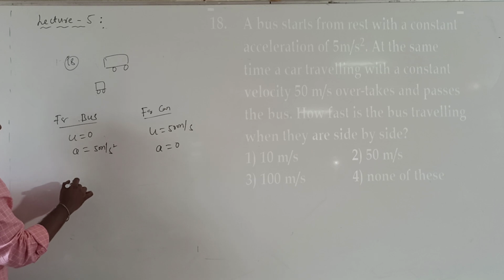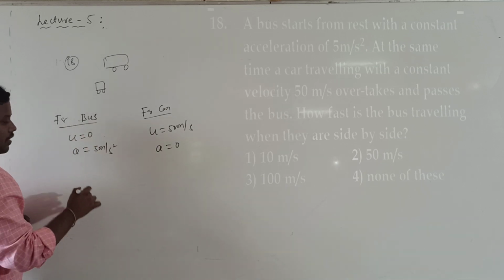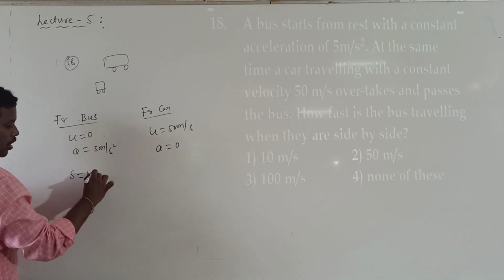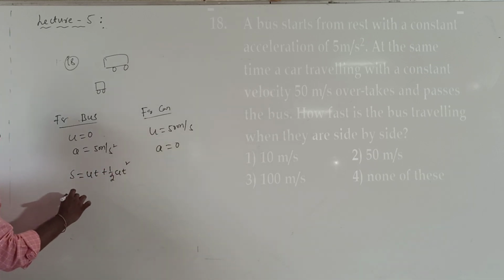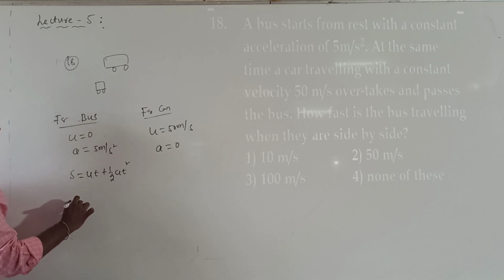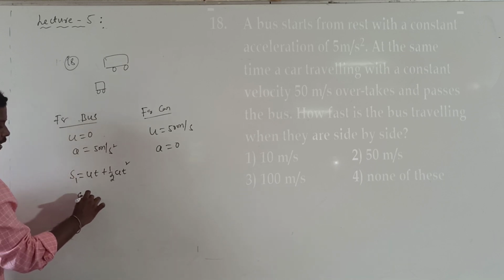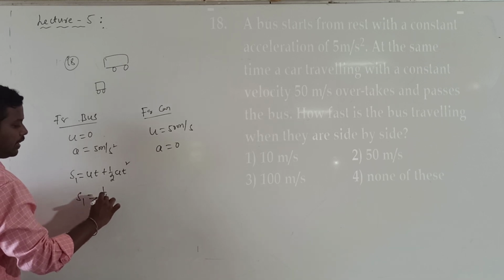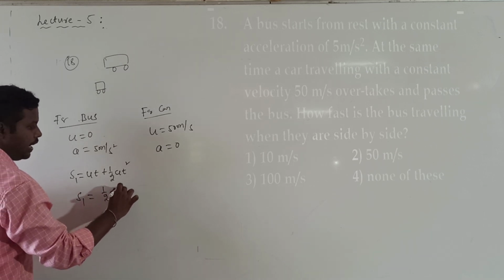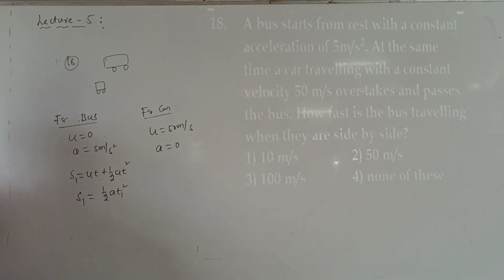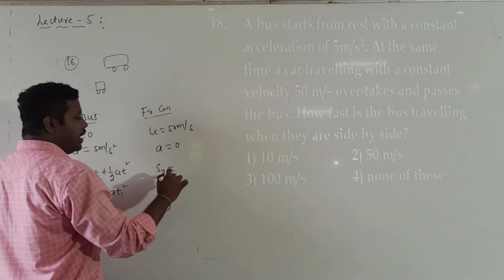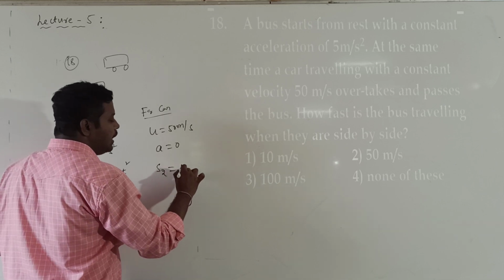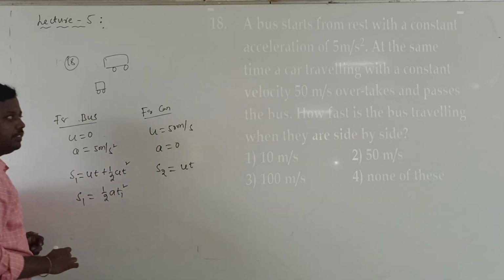That time can be calculated by the formula S is equal to ut plus half into a into t squared. Let me call it S1 is equal to, since u1 is 0, half into a into t1 squared. This is the distance traveled by the bus in time t seconds. The distance traveled by the car in time t seconds is S2 is equal to, since a is 0, directly u into t.